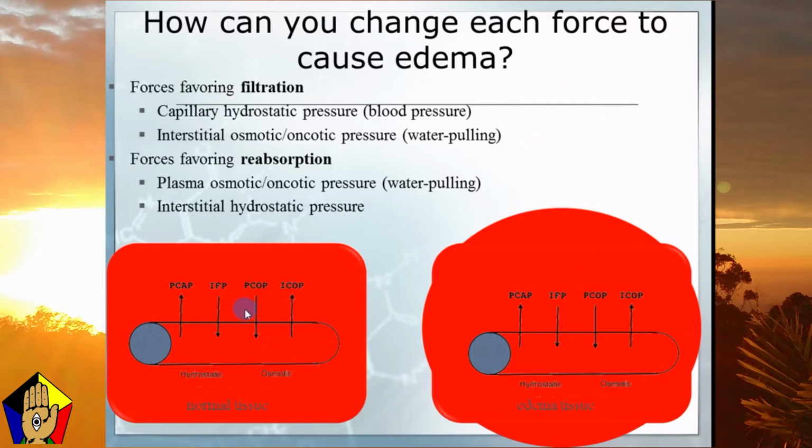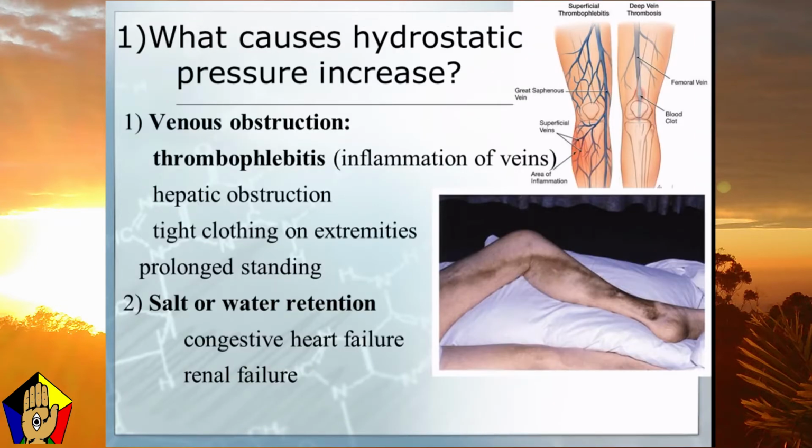Reabsorption forces, so plasma proteins pulling back in. If you don't have the plasma proteins pull back in, the water seeps out. And the last one, interstitial hydrostatic pressure. If the interstitial fluid starts accumulating because the tissues aren't strong enough to squeeze the blood back in, they puff out. Right? So here are the four major causes one at a time.